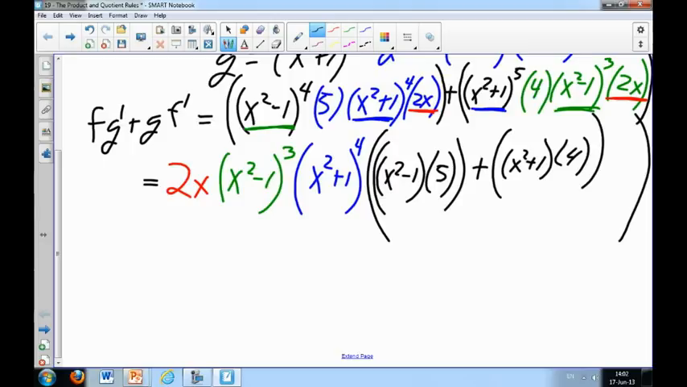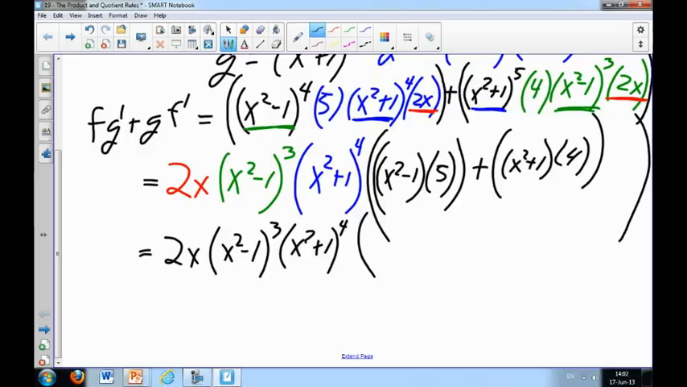So now this makes our work easier. It's a lot of writing, yes. We're going to say, well, we have to keep writing this. X squared minus 1 to the 3rd. X squared plus 1 to the 4th. Now what we're going to do, give a little bit of room here so it's easier to read. We take the x squared minus 1 times 5. So that's going to give us 5x squared minus 5. Plus 4 times x squared plus 1. That's going to be 4x squared plus 4.